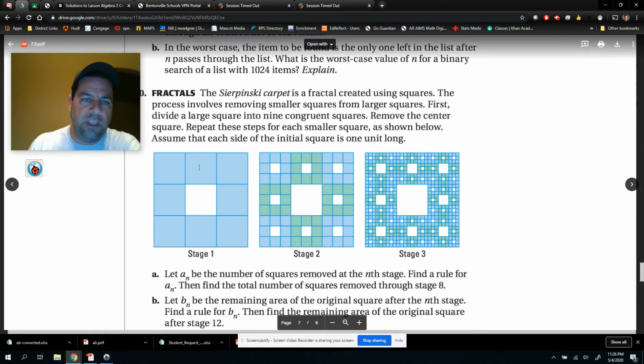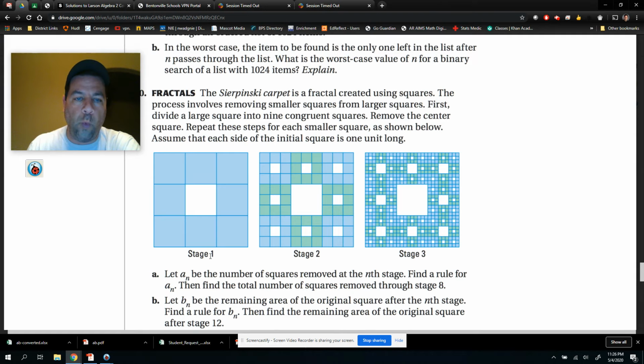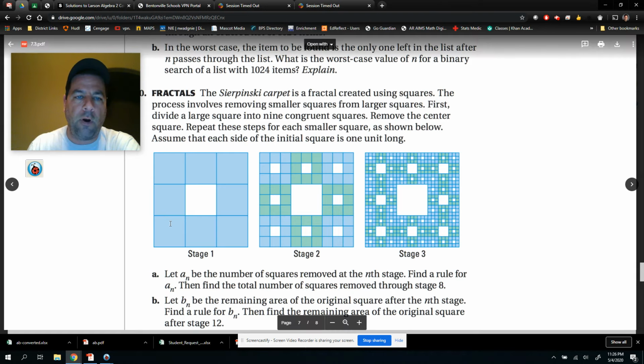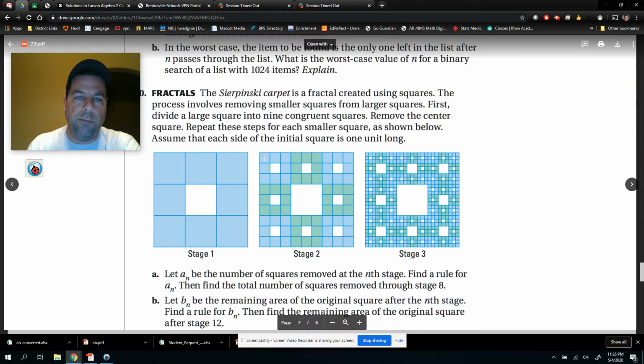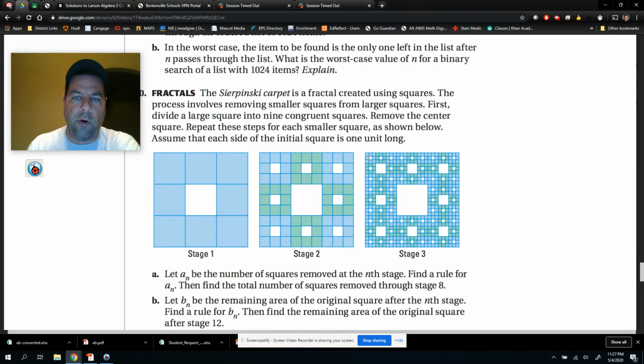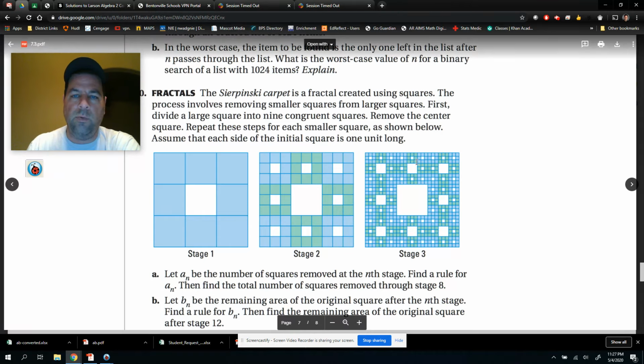So you can see that initially, stage 0, is one big square. We broke it up into stage 1: 9 parts, and removed the center square. Then we broke each of these squares into 9 parts and removed the center square, and then did the same again. We will continue on throughout many stages. Remove the center square, and repeat these steps for each smaller square.